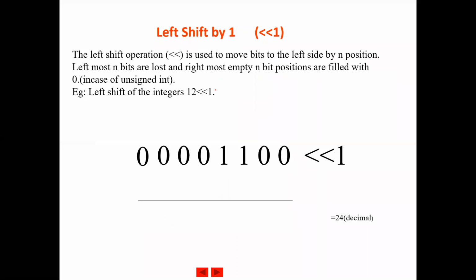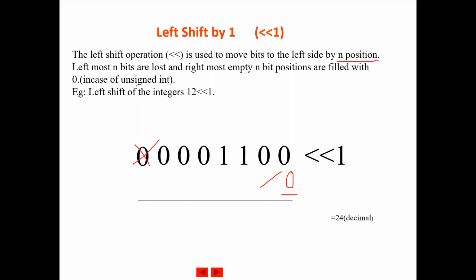Now left shift by 1. The left shift is indicated by two less-than symbols. It moves the bits to the left side by n positions. Leftmost n bits are lost, and the empty location, so when you shift like this, 1 bit will be empty. That location is filled again with zeros.